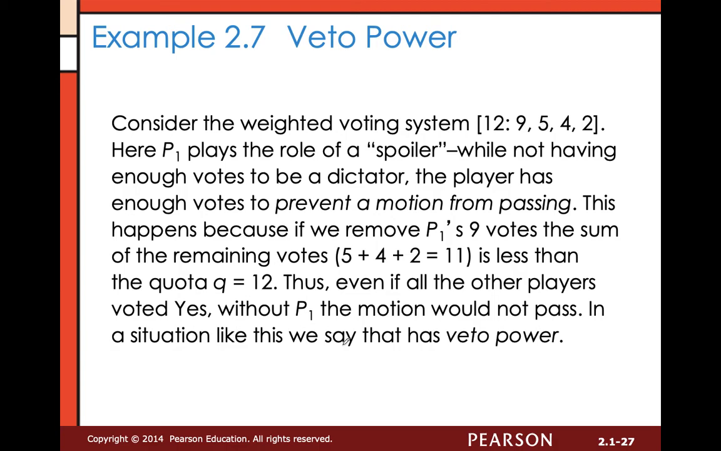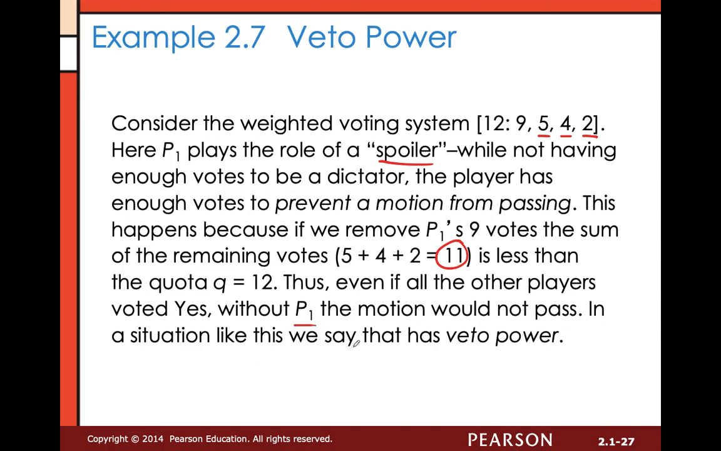Okay, another example here. I think this will be one of the last ones we look at before we're done with this section. So consider the voting system of 12, 9, 5, 4, and 2. Here, P1 is going to play the role of what we'll call a spoiler. While not having enough votes to be a dictator, the player has enough votes to prevent a motion from passing. This is because if you look at the other players' votes, 5 plus 4 plus 2 is 11. That's less than the quota of 12.